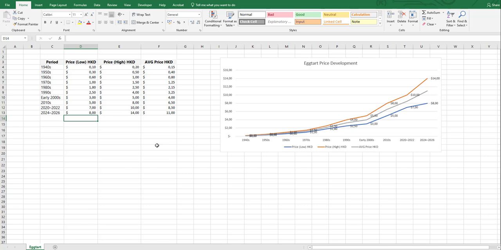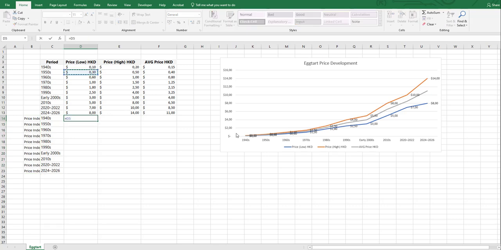And in order to see the price index for the egg tart development, I will use a formula that I have shown you already in one of my earliest videos. So this one divided by this one, put it into brackets, times 100. So just in 10 years the egg tart has become 3 times more expensive.